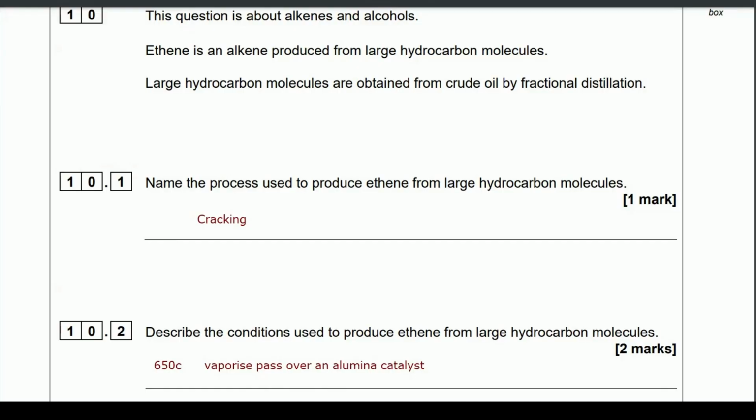Now, what is alumina? Alumina is aluminium oxide, so you can just say aluminium oxide. You can say silicon oxide. You can say silica, which is another name for silicon oxide. Yeah, great. And this will get you all the marks.